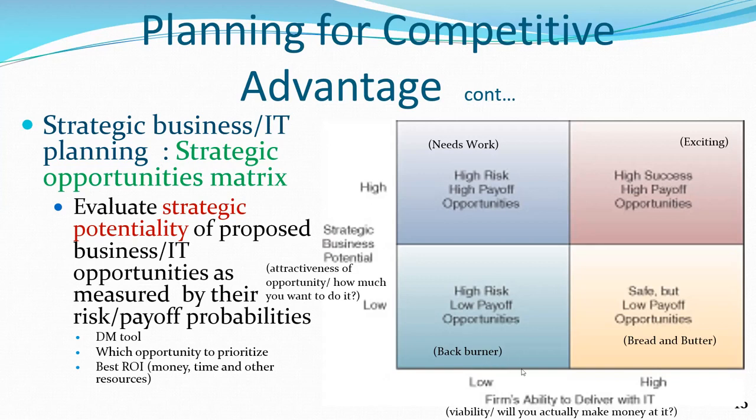And on the x-axis, the firm's ability to deliver with information technology, or your viability of doing that, or how much potential you have to do it with the support of information technology, right? And whether you will actually make money at it, is the x-axis. So once you think of these xy coordinates in this matrix, you can easily identify the four different cells, right?